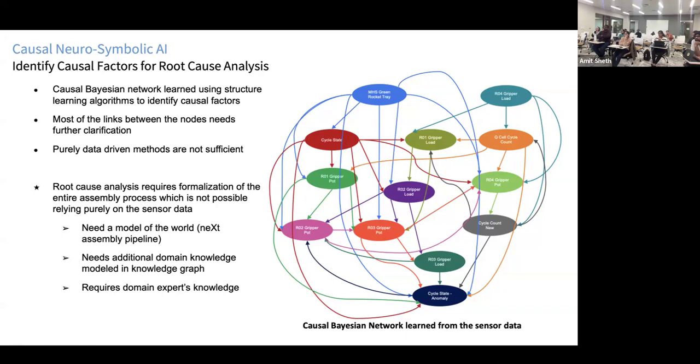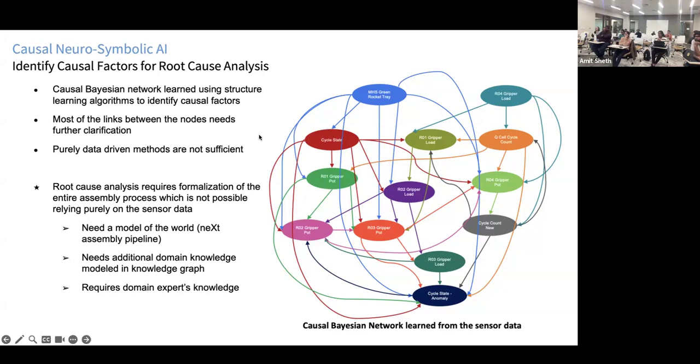But that's not happening. So the argument here is, if you just take the structure learning algorithm or purely data-driven approaches, you might end up with something like this, which might not make sense. So to avoid that, we take this network partially, not completely. I have a domain expert in the loop, the human in the loop, who tells us which nodes and which edges make sense, and which edges do not make sense. And we incorporate these relations into a knowledge graph and then use neuro-symbolic AI techniques to do the causal task of root cause analysis.